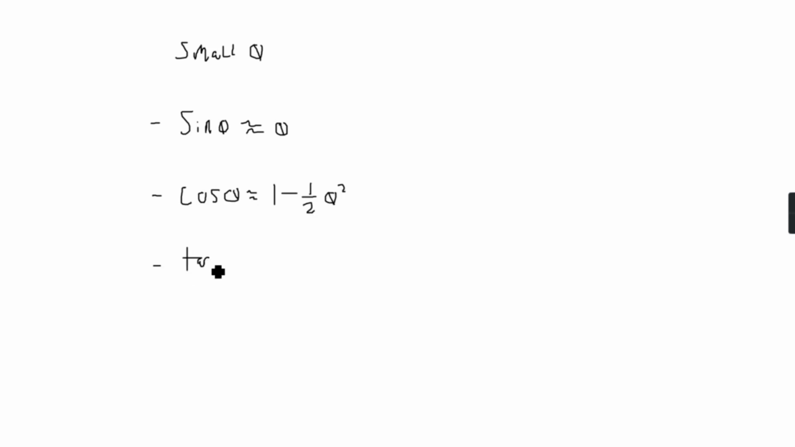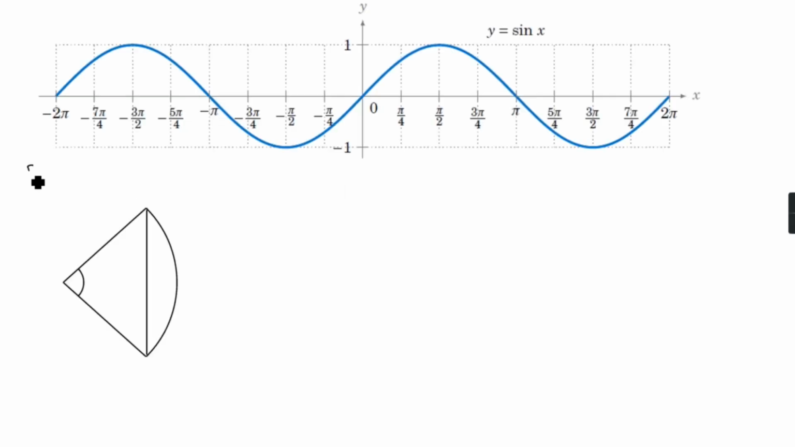By the end of the video, I'm going to prove to you that for small values of theta, so theta small and measured in radians, it follows that sine theta is approximately theta. I'll also show you that cos theta is approximately 1 minus a half theta squared, and finally that tan theta is also approximately just theta. The approximation is that sine theta is approximately theta.